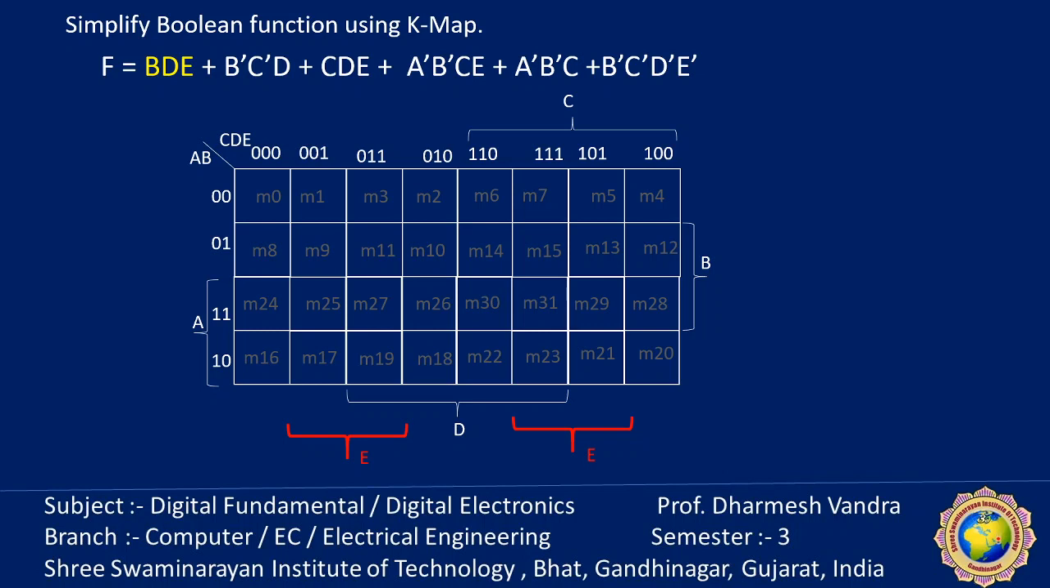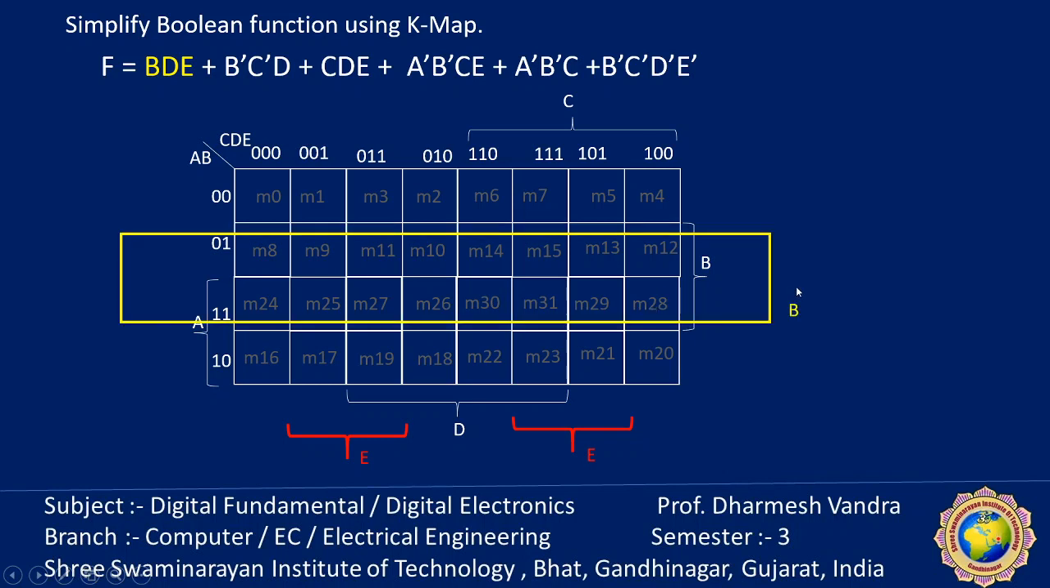So first we will start with B, D, E. B is the middle two rows. D is the middle four columns. So which is common? This 4 cell and this 4 cell. It is common. BD. Now E. E is this one, this 2 cell and this 2 cell. So for these three combinations, the common are M11, M27 and M15 and M31.